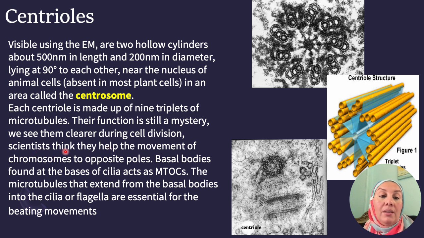Now, scientists think that these help the movement of chromosomes as cell division begins, because, as you know, half of the chromosomes move to one pole of a cell and the other half move to the opposite pole. So they think that they help with the movement of the chromosomes. Basal bodies that are found in cilia, we're going to talk about cilia in a minute, act as microtubule organizing centers. The microtubules extend from the basal bodies into the cilia and flagella, and these are essential for the beating movement that happens.